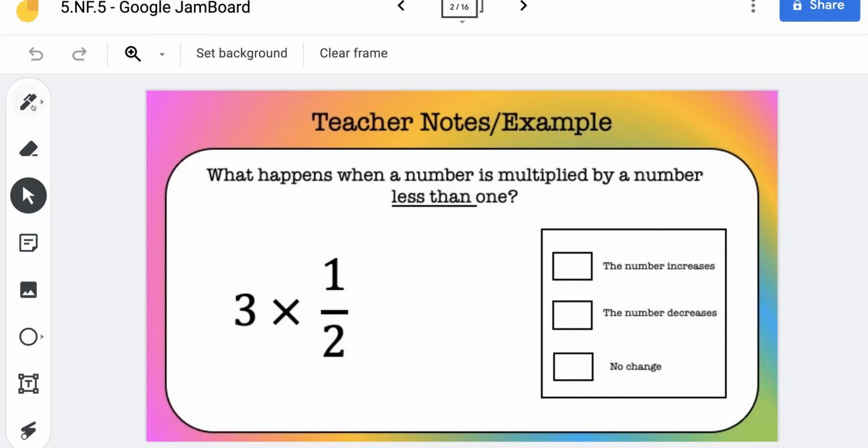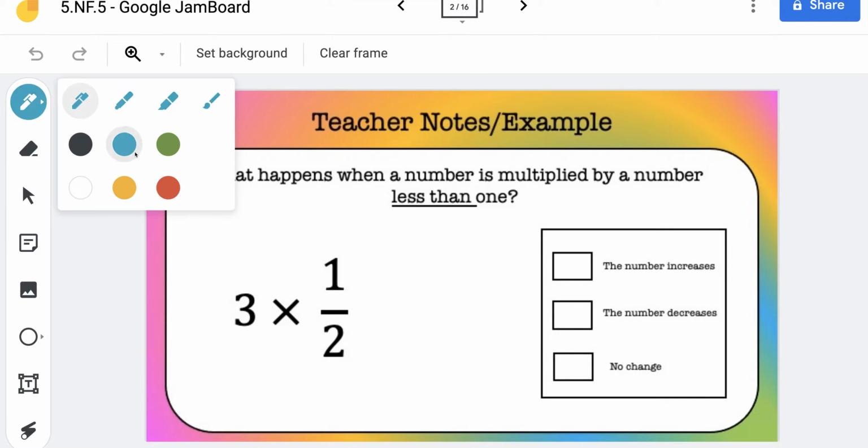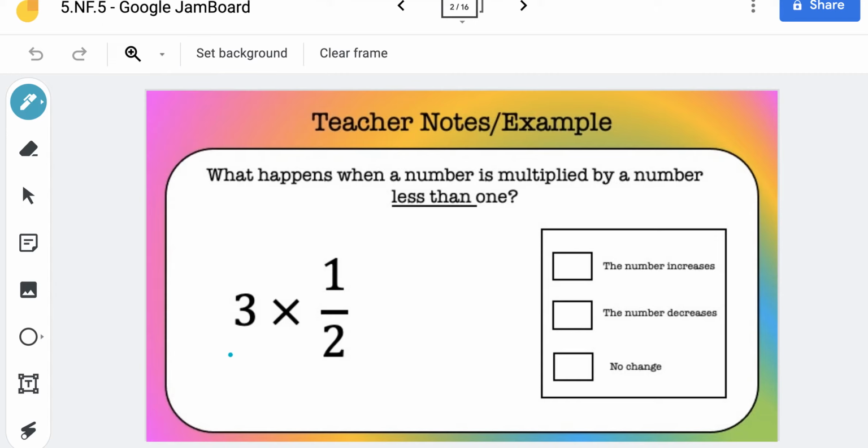All right, so come over here and grab a pen, okay? So let's multiply 3 times 1/2. So I'm going to write this really as 3 over 1. And remember, the way you multiply fractions is you multiply the numerators first, and then the denominators. So 3 times 1 is 3. And 1 times 2 is 2. And 3/2 can be rewritten as 1.5.